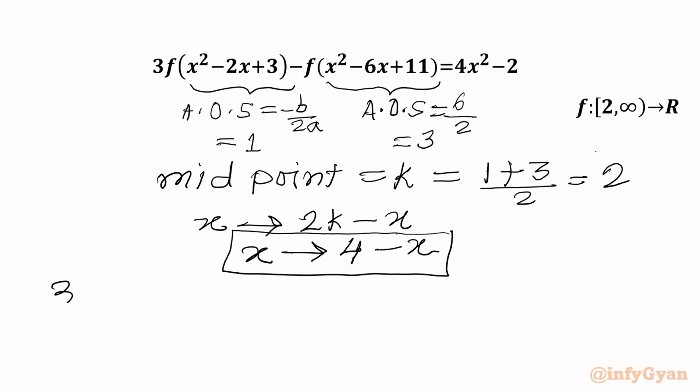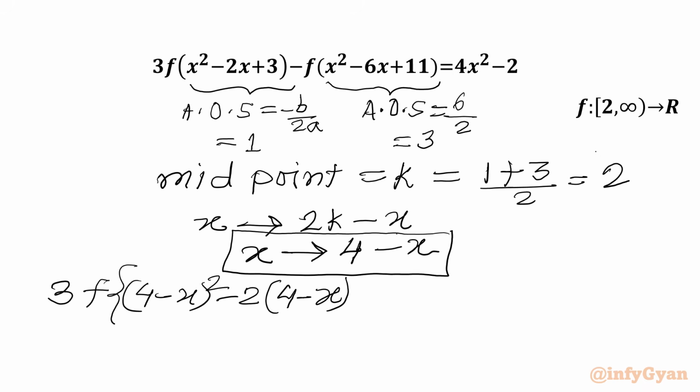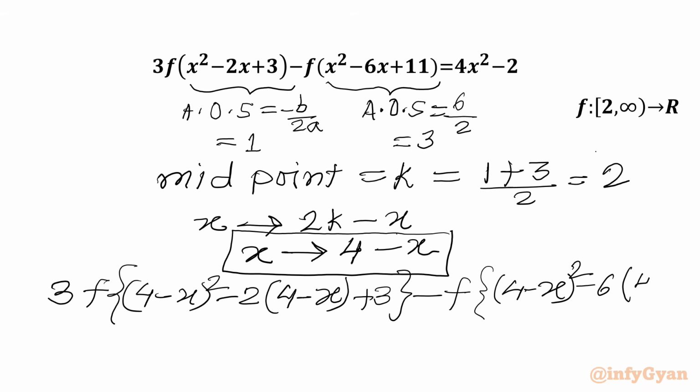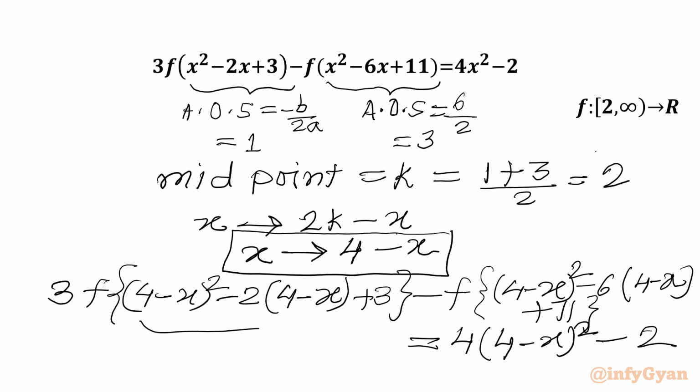Let's replace. We'll write 3 times f of ((4 − x)² − 2(4 − x) + 3), minus f of ((4 − x)² − 6(4 − x) + 11), which will be equal to 4 times (4 − x)² − 2. Now we have to simplify these curly brackets and the right hand side.